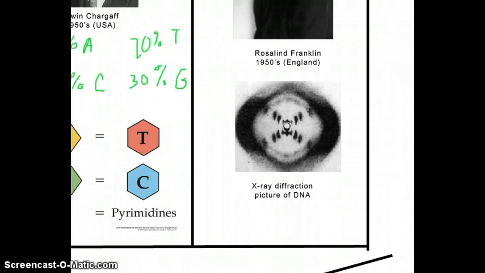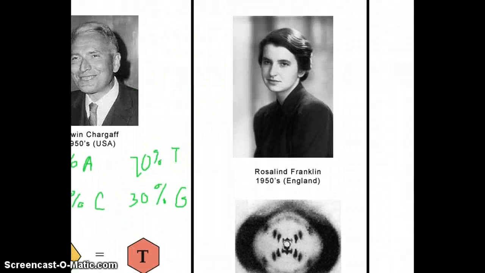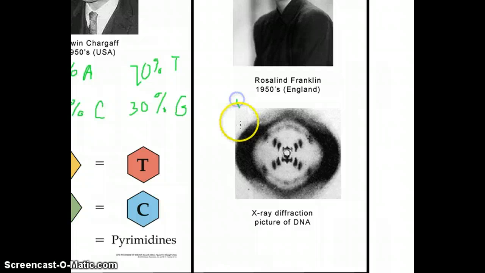Here's discovery number 4 in our final discovery by this lady, Rosalind Franklin, in the 1950s in England. She was taking X-ray pictures of DNA, and here is what she discovered. That's what it looks like. Kind of makes that X pattern, but she didn't really know what it meant.